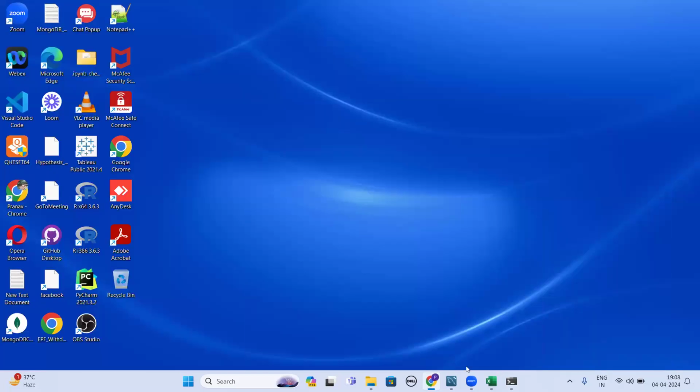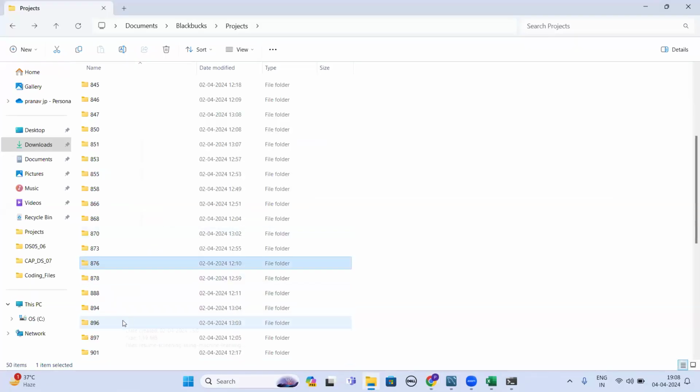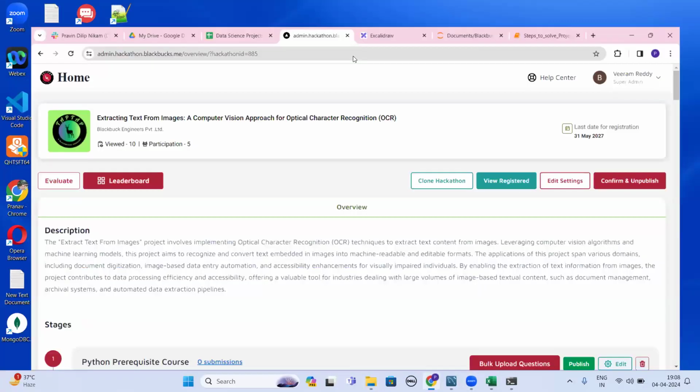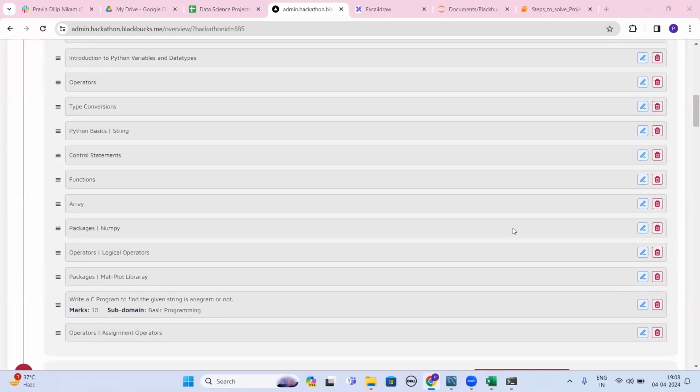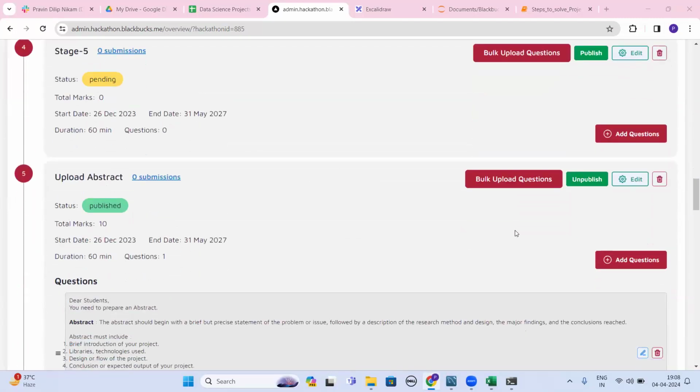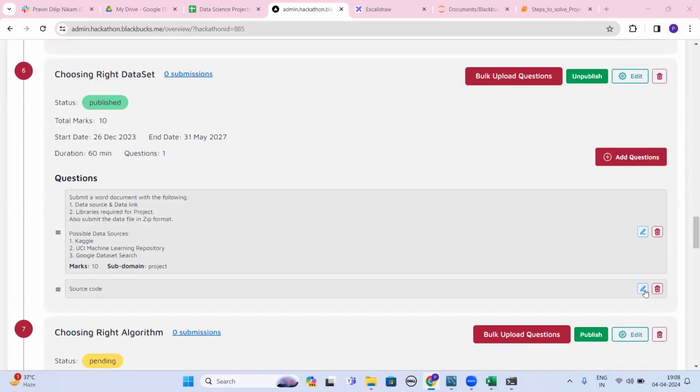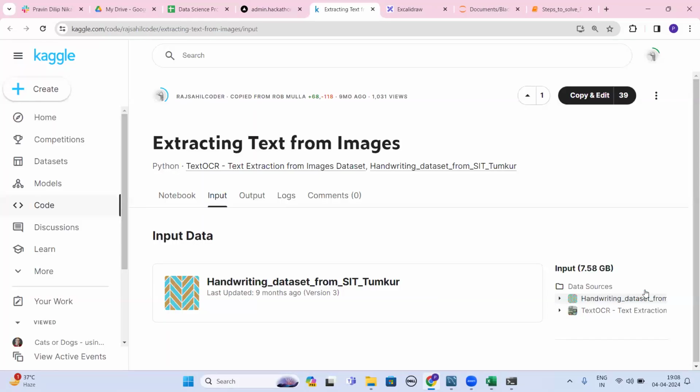And let's try to see the data now. Let me see if I have the data for 885. The data is not available over here. So again here we will have to scroll, and I think the data would be taken from Kaggle. I can go to the source code input, and I think the data would be available over here. You can also read about what they have said with regards to the problem statement. So this is the problem statement, handwriting data set.